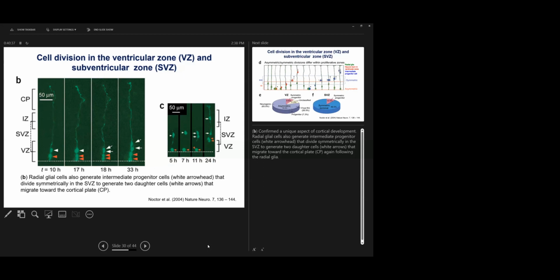Here the radial glial cell asymmetrically divides to form two cells. One is the daughter cell for the radial glia, another is the neuronal progenitor cell. Now the neuronal progenitor cells in the subventricular zone divide symmetrically to form two neurons, and the two neurons migrate to the cortex. So two kinds of division happen, asymmetric division and symmetric division. Asymmetric division happens in the ventricular zone or ventricular surface, and symmetric division happens in the subventricular zone. Okay, any questions?